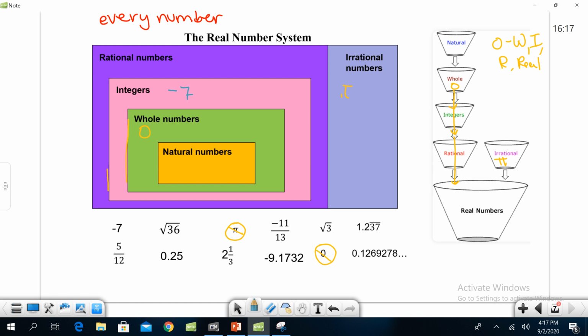So if I was going to classify negative 7, I would put negative 7 here in this cup. So negative 7 is an integer, which makes it rational, which makes it real.